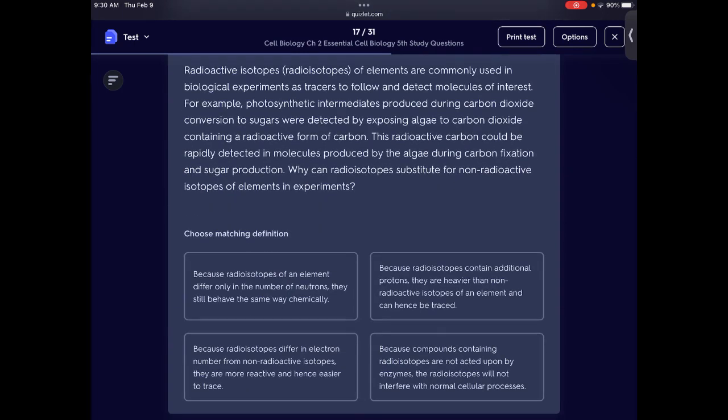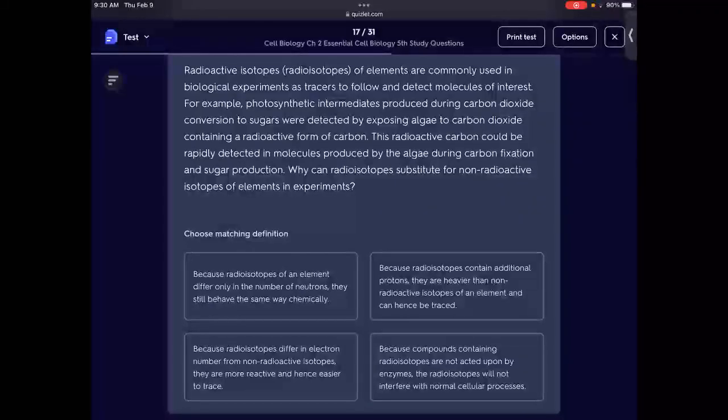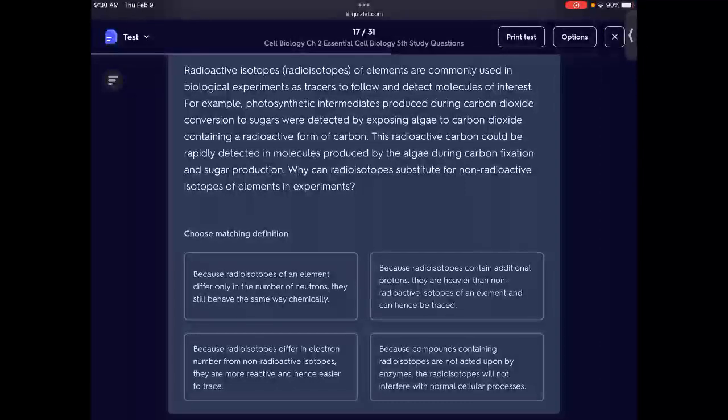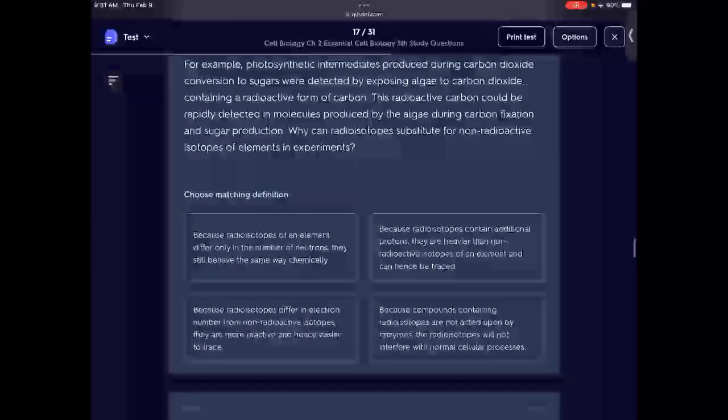Radioactive isotopes. Radioisotopes are elements commonly used in biological experiments as tracers to follow and detect molecules of interest. For example, photosynthetic intermediates produced during carbon dioxide conversion to sugars were detected by exposing algae to carbon dioxide containing a radioactive form of carbon. The radioactive form could be rapidly detected in molecules produced by the algae during carbon fixation and sugar production.